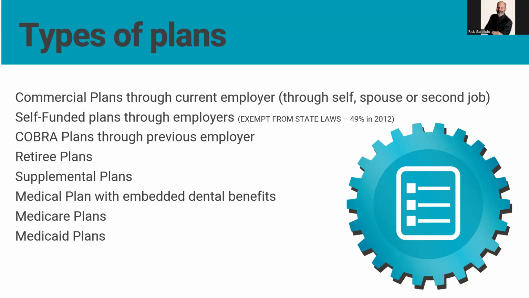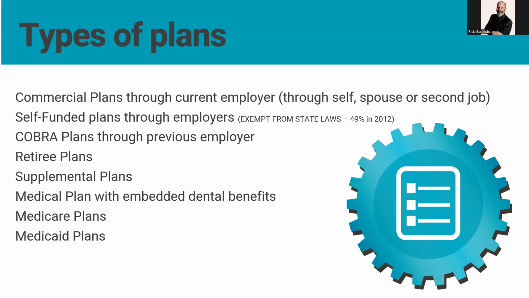Medical plans that have embedded dental benefits. Typically, these are for dependents under the age of 18, because the Affordable Care Act required that all medical insurance offer juvenile dental benefits for those under the age of 18 along with the medical plan. So, in order to be ACA, Affordable Care Act compliant, those medical plans have to offer that.